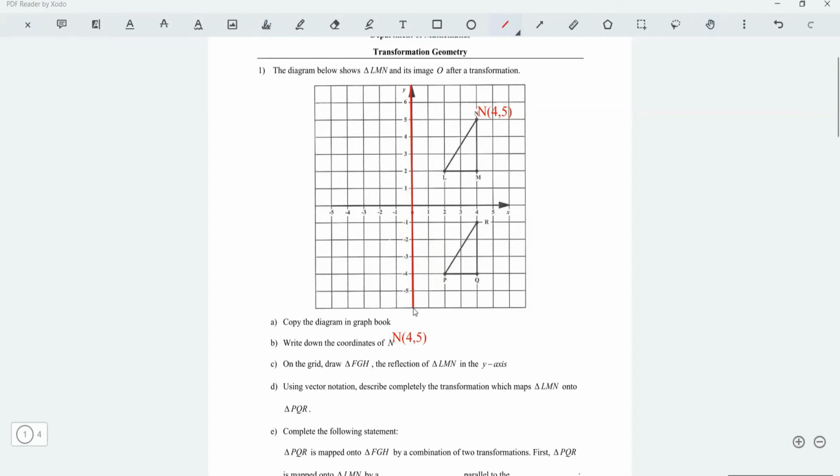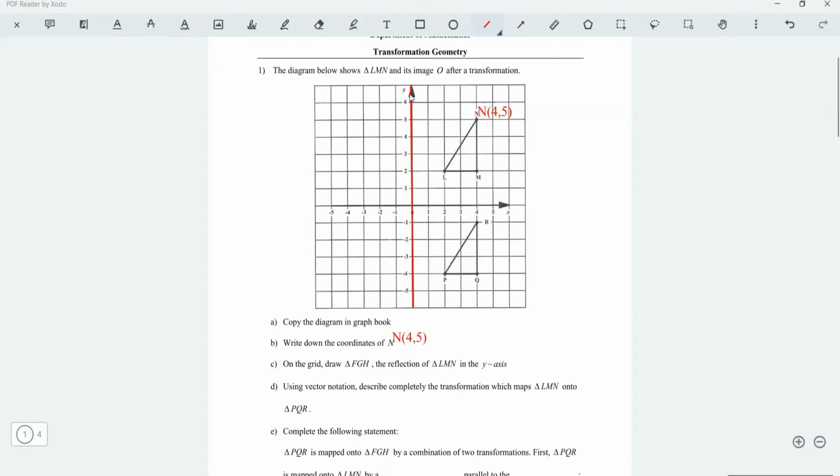Now, remember, I didn't speak much on the reflection in terms of what you should know. But guys, this is all there is to reflection. If I'm reflecting something, the orientation of it will change, and the distance from the mirror line of the image and the object will be the same. Let me explain what I mean using this example.